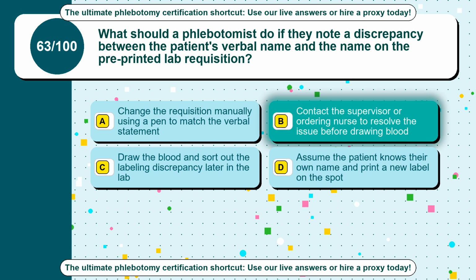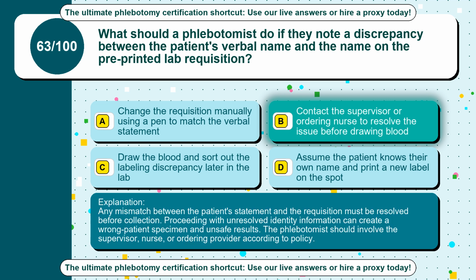The correct answer is option B, contact the supervisor or ordering nurse to resolve the issue before drawing blood. Any mismatch between the patient's statement and the requisition must be resolved before collection. Proceeding with unresolved identity information can create a wrong patient specimen and unsafe results. The phlebotomist should involve the supervisor, nurse, or ordering provider according to policy.